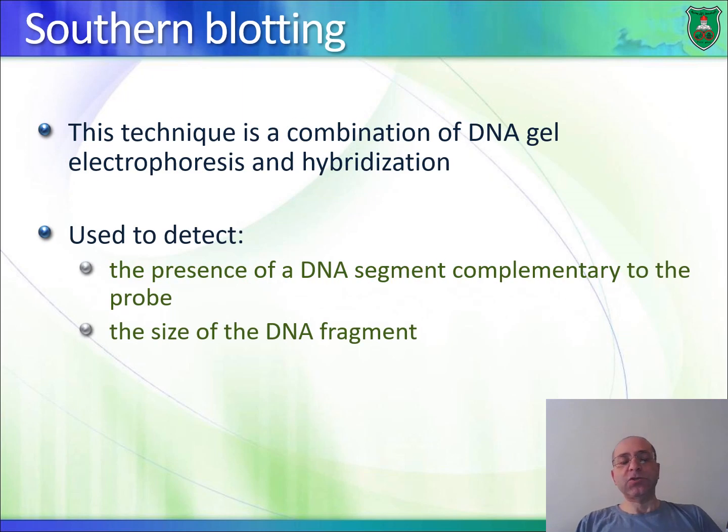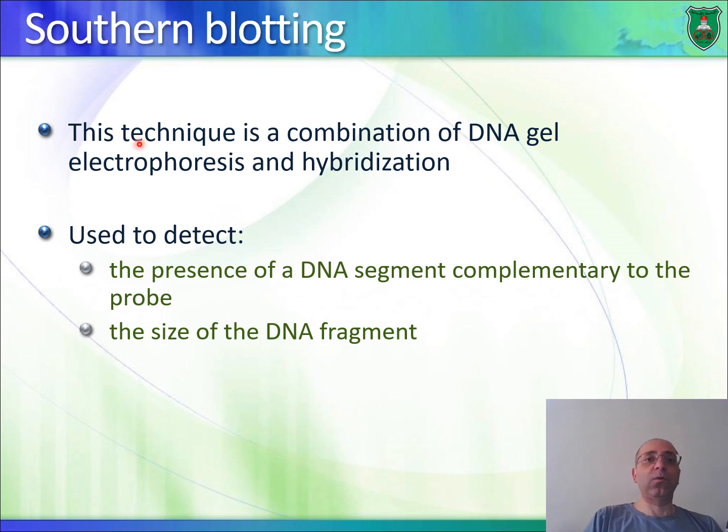All right, so let's talk about southern blotting right now. Now, this technique is really a combination of DNA gel electrophoresis and hybridization. So in dot blotting, all we did is just hybridization, okay? But for southern blotting, we do both. We do electrophoresis followed by hybridization. And it's called southern blotting because the person who invented it, his name is something southern. Okay, so they called it southern blotting.